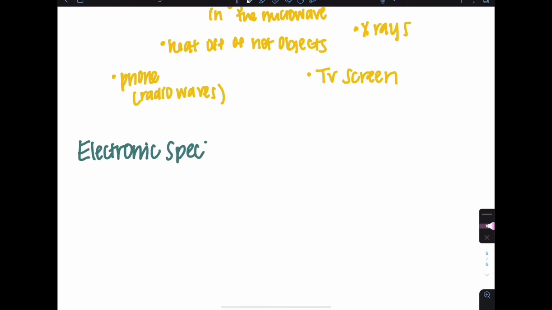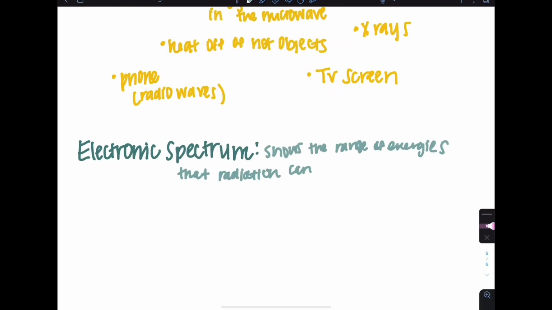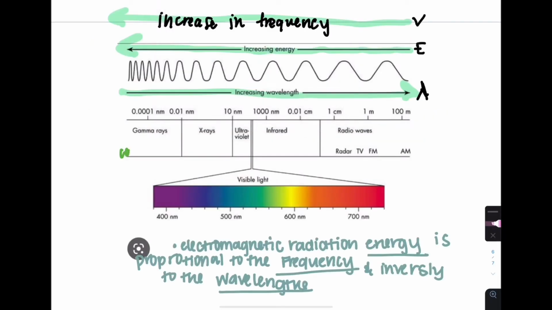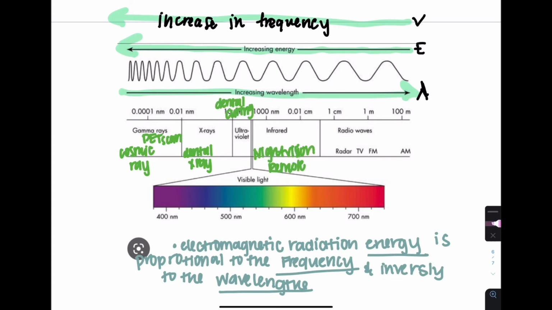Going off of that, we're going to go into the electromagnetic spectrum, which just shows the range of energies that the radiations can comprise. This is going to go into wavelength, frequency, how energy is affected, the different types of wavelength, and how the waves go. I decided to make this explanation easier by adding a picture of the electromagnetic spectrum. It shows the different types of radiation, how the wavelength increases, how energy increases, and how frequency increases. Going in by starting off with a couple examples.